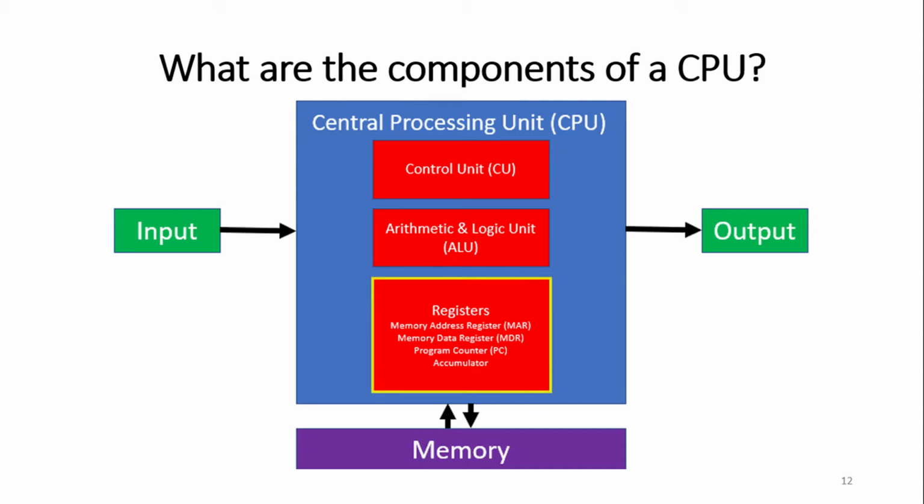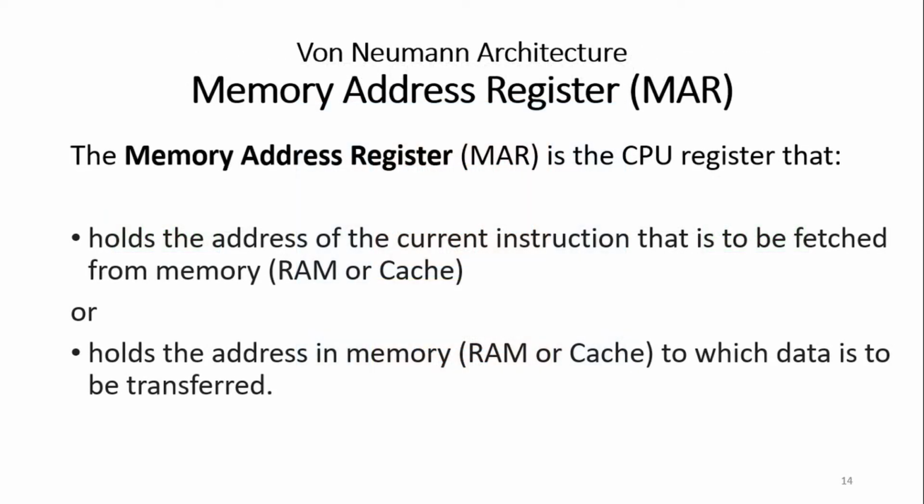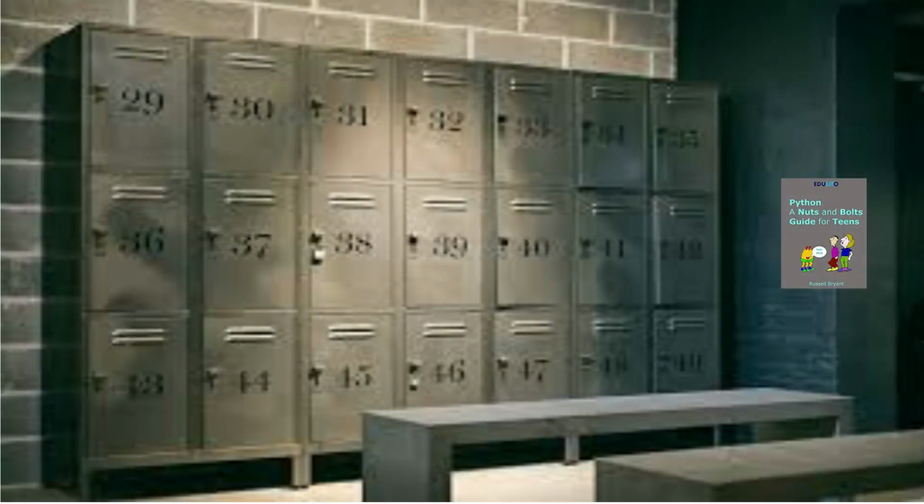The registers are small amounts of very fast memory that are used to store data required by the CPU as it processes instructions. There are a variety of registers, each with a particular function. The memory address register is a CPU register that holds the address of the current instruction that is to be fetched from memory. This could be RAM or cache. Or it holds the address in memory, which again could be RAM or cache, to which the data is to be transferred. Imagine that a textbook is the data, then the address would be the locker it is stored in.